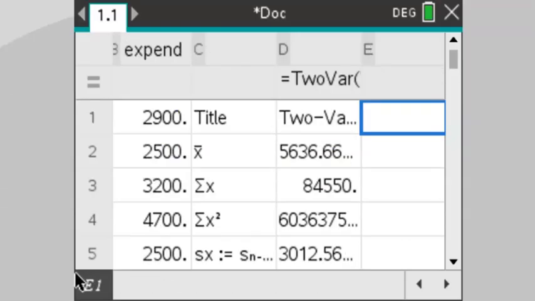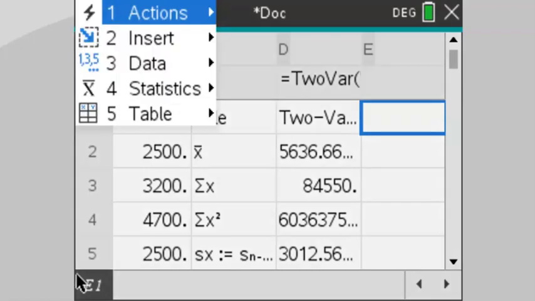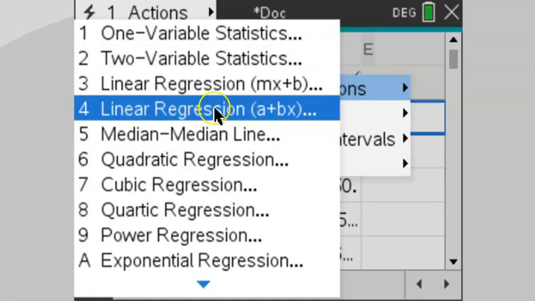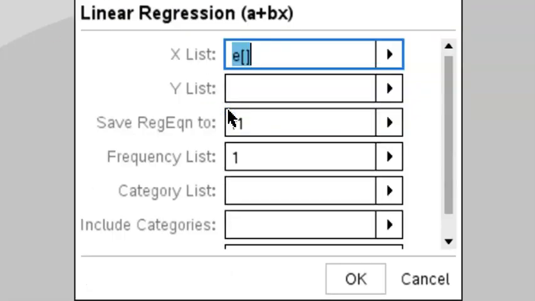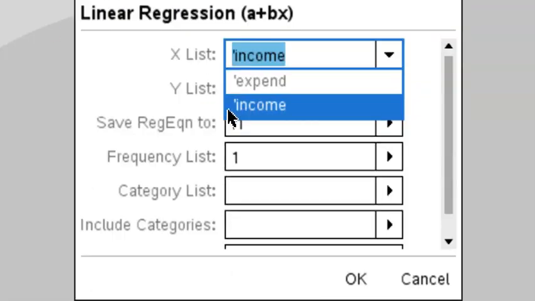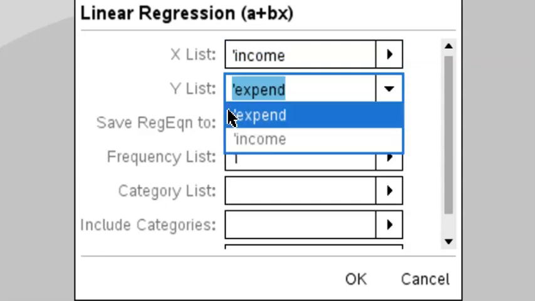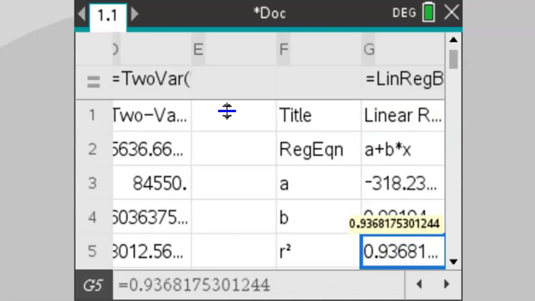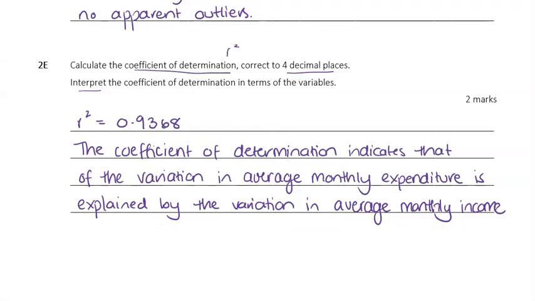So from within our calculator, going back into our menu, number 4, statistics, stat calculations, and then number 4, linear regressions. And your X list is your income, your Y list expenditure, and then we're looking for our R squared value here of 0.9368, correct to 4 decimal places. And so taking that value back here, and now completing our interpretation.